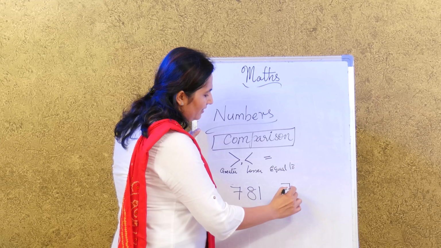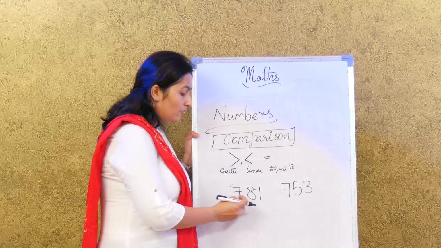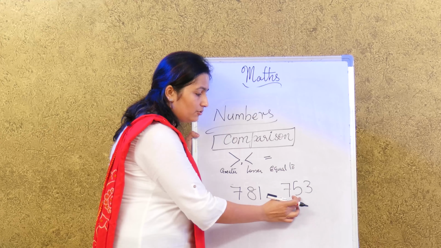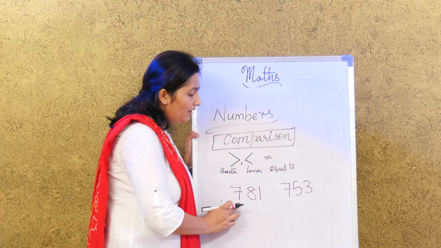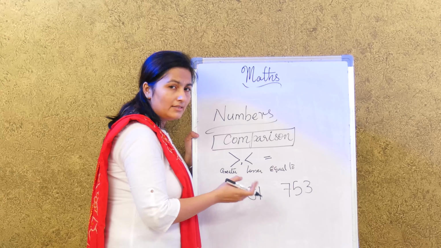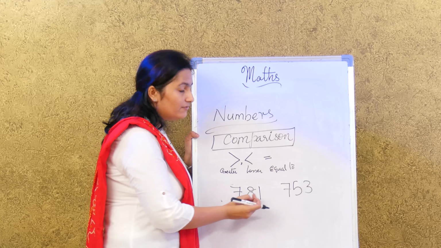781 and 753. Now how will we know which is greater? Look at this, both of them have 3 digits, 1, 2, 3, 1, 2, 3. Both of them are in the 700s. So how do we know which of these numbers is greater? Okay, so then we look at the 700s, both are 7s, so they are equal.